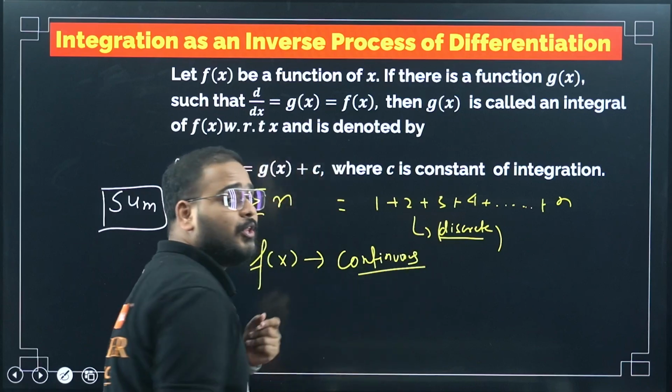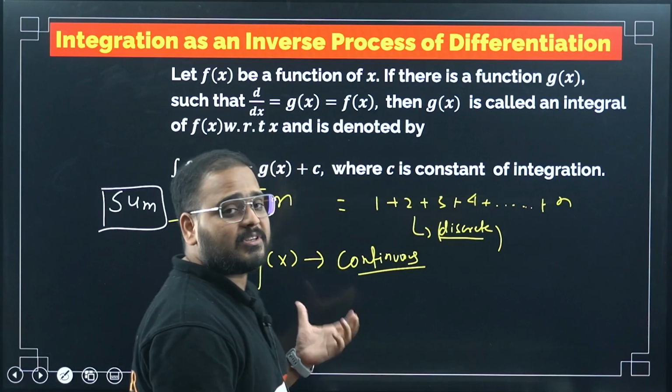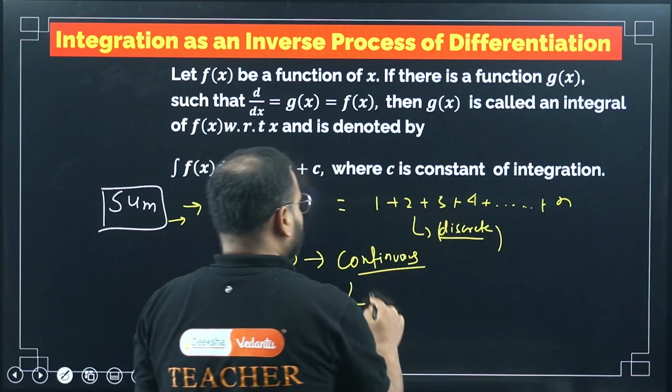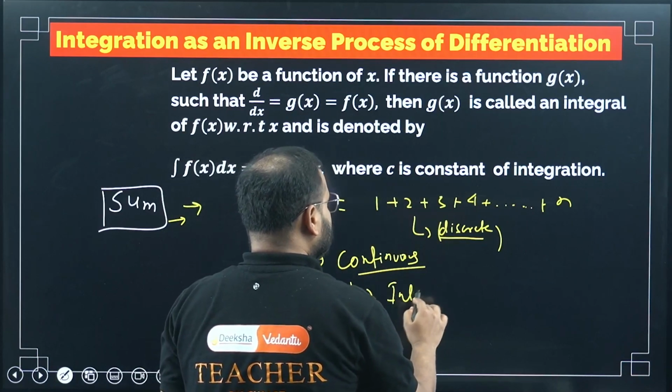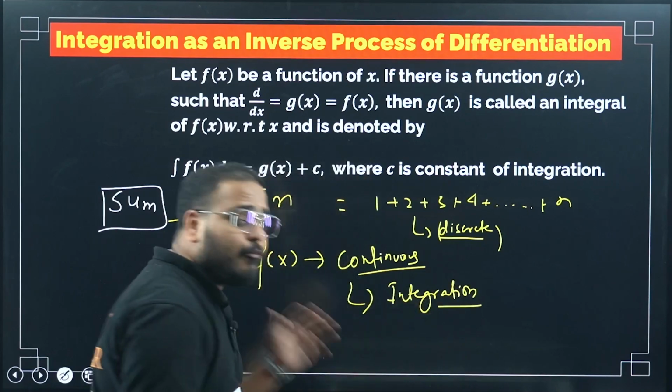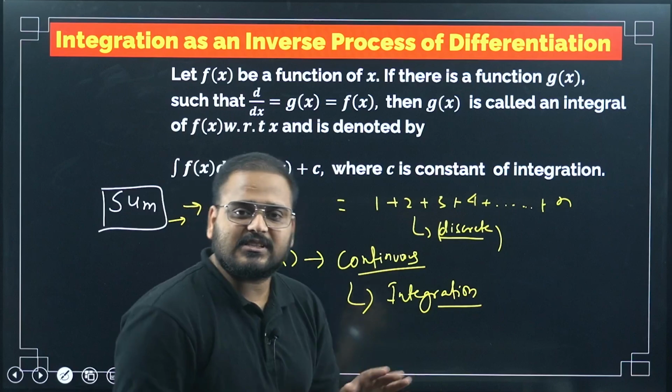Or the data becomes continuous. Then the same operation, which is what? Collecting all of it together, that becomes what? The new term comes there, which is integration. So at that point of time we use integration. This much is clear. Why integration?